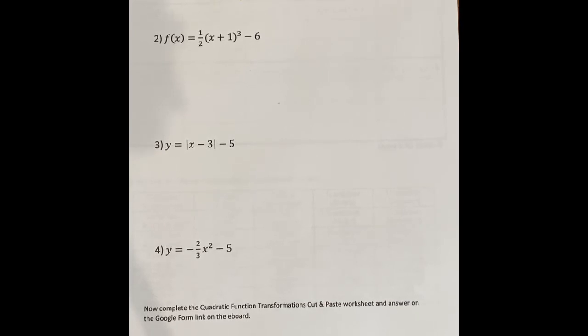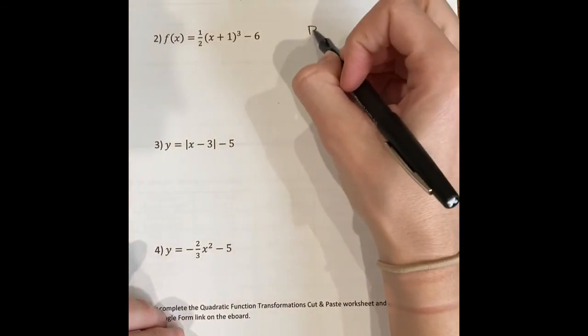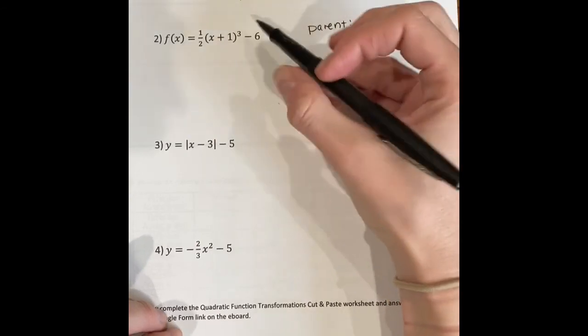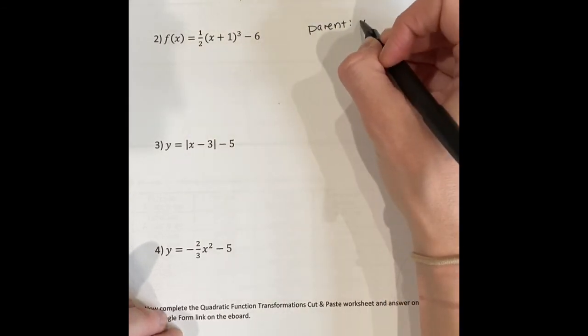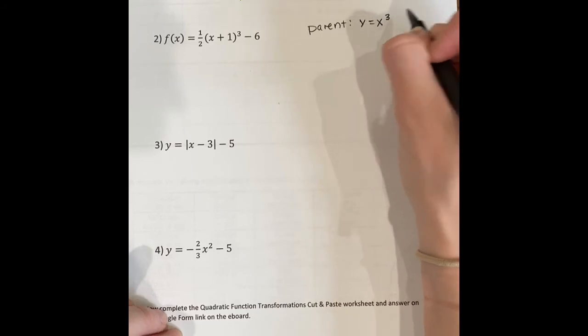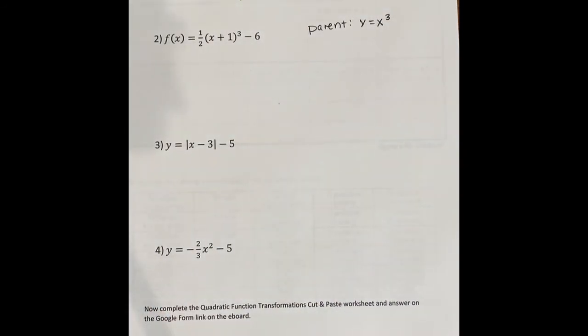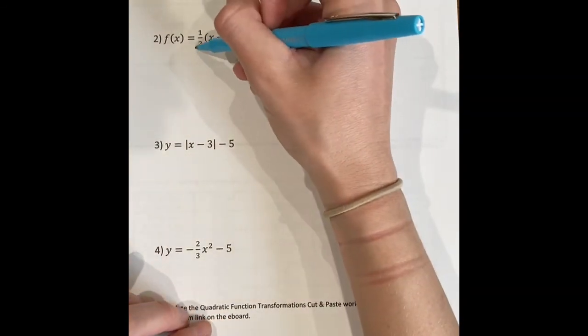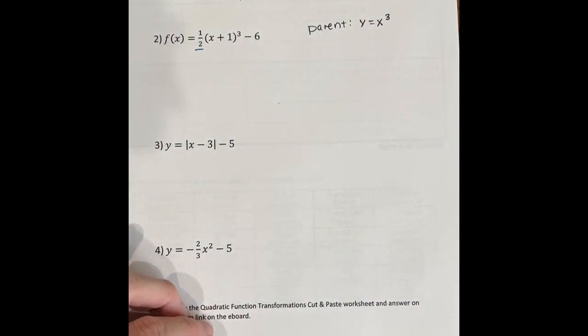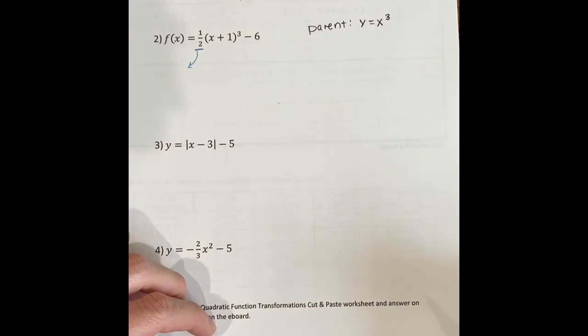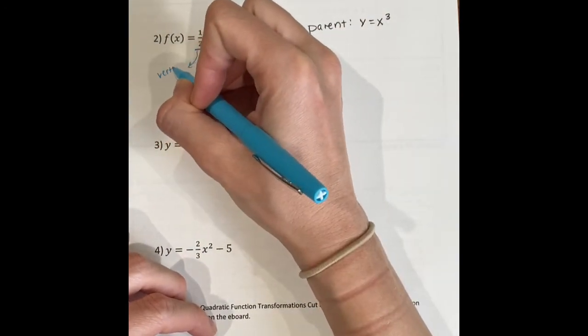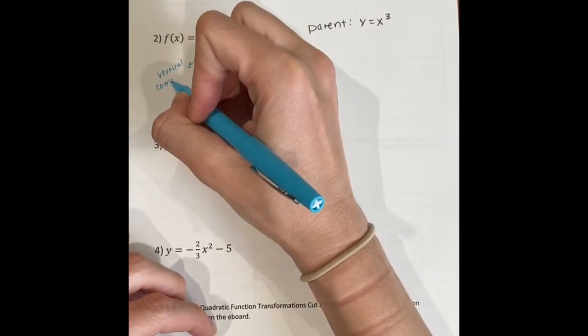So let's look at example 2, and let's try to do that one together. First we need to identify what the parent function is here. I see it's cubed, so my parent function is y equals x cubed. Then anything that's not x cubed, we need to figure out what that transformation is. The first thing we see is it's being multiplied by 1/2. 1/2 is less than 1, so what does that tell you is happening to the function? This tells you there's going to be a vertical compression.